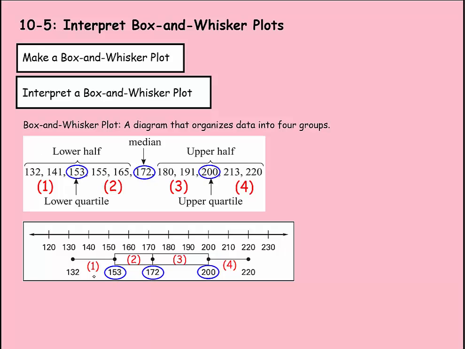The 132 and 141 are located on the whisker. The 155 and 165 are located inside the box to the left of the median. 180 and 191 are both located in the box to the right of the median. And then 213 and 220 are located on the whisker to the right of the box. If you're looking at percentages, each section here represents 25% of the data. So this is 25%, 25%, 25%, and 25%. As we're making estimates by looking at box and whisker plots, we can analyze it and figure out how much data is in a certain area.